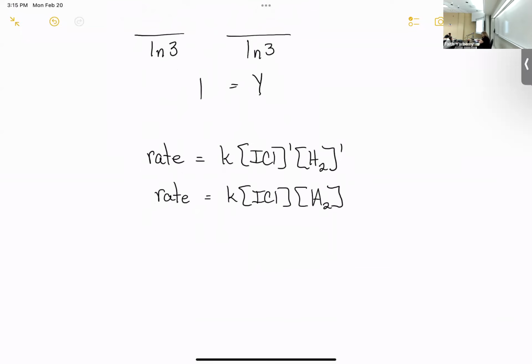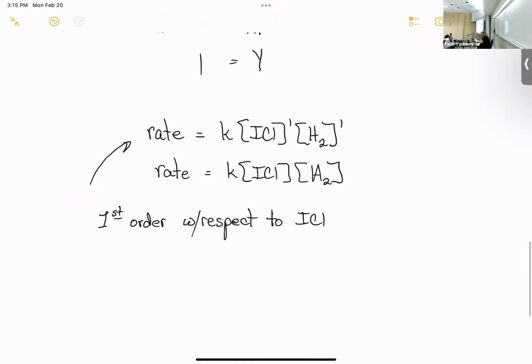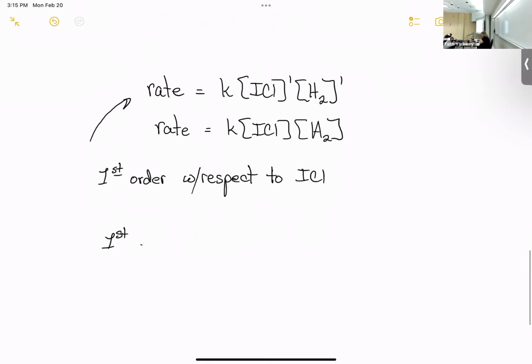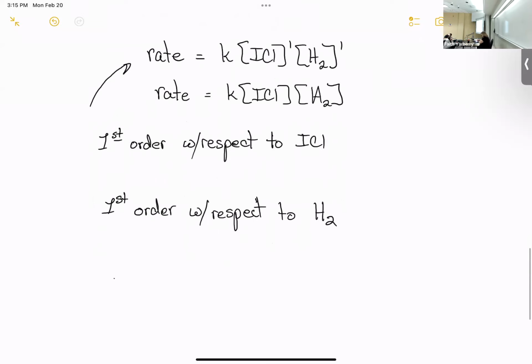So literally, folks, this rate law says that it is first order with respect to ICL. It is first order with respect to H2, and it is second order overall, with the overall order being the result of these superscripts added together.